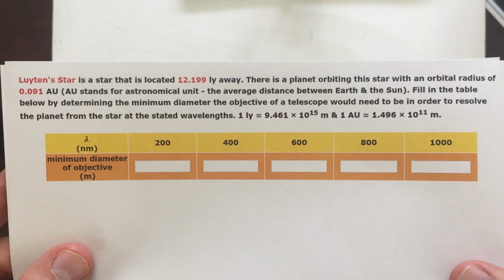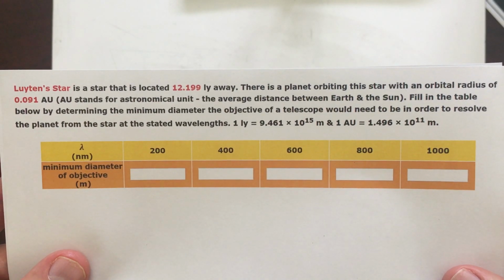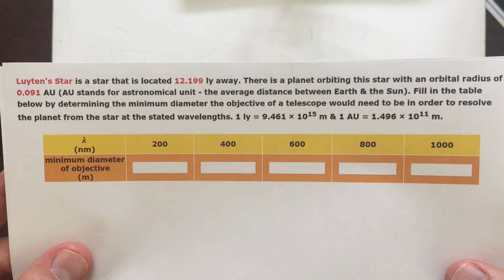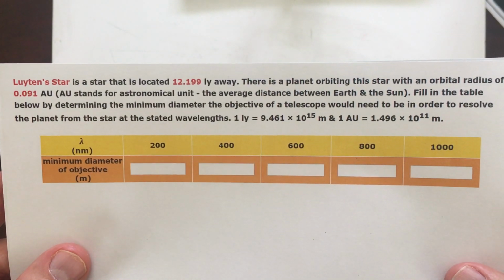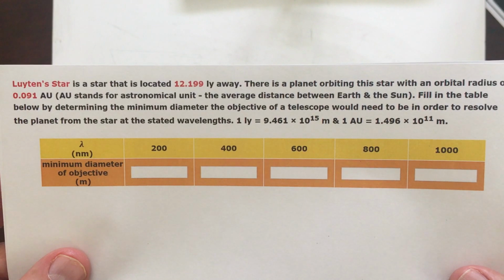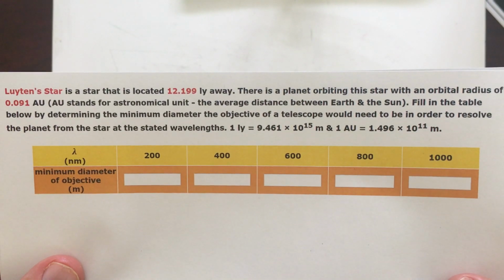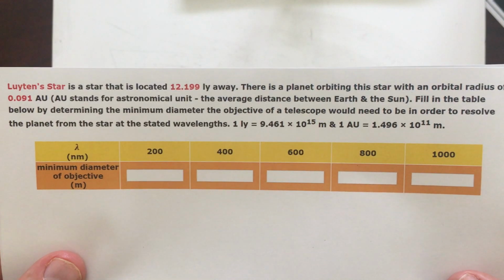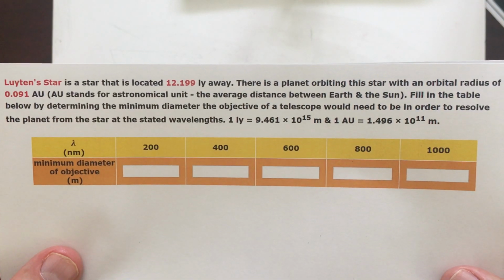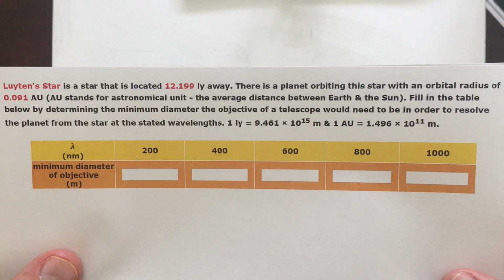So this is problem 11, and let me go ahead and read it. Luyten's star is a star that is located 12.199 light years away. There is a planet orbiting this star with an orbital radius of 0.091 AU. AU stands for astronomical unit, the average distance between Earth and the Sun.